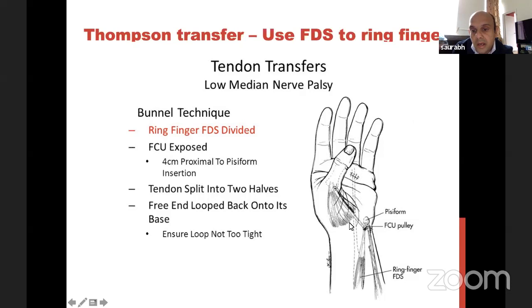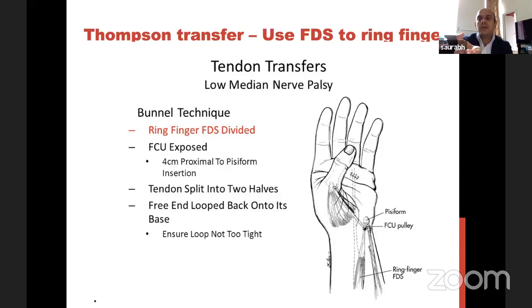So you can see whether you do a Camitz, or any transfer, Camitz, Thompson, Huber, anything, the insertion is always to APB at the MCPJ on the radial side. Pulley again, because if you have a pulley, the direction of pull will be such that the thumb will be abducted. Once it is abducted, with my tendon transfer my thumb is abducted, my flexor pollicis longus, which is supplied by AIN, which is intact, will flex the thumb, and then the little finger can come to my thumb, and I can do the opposition.